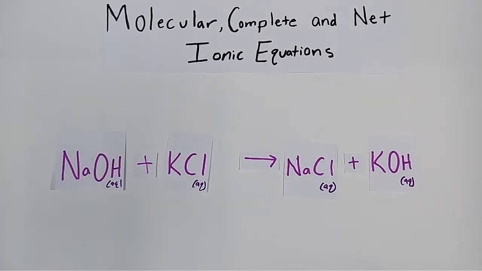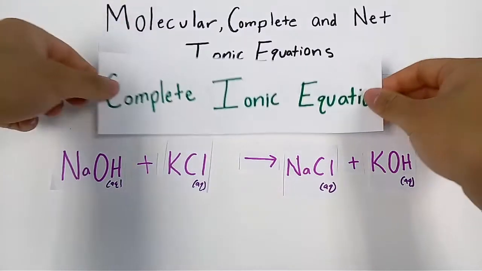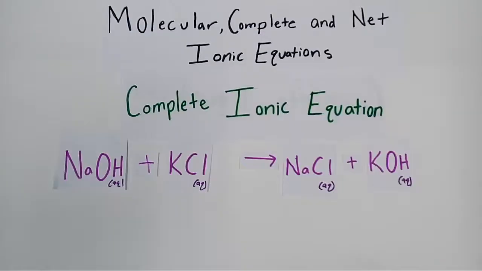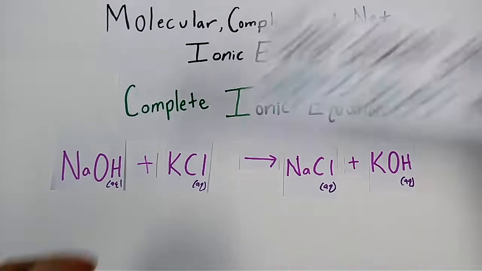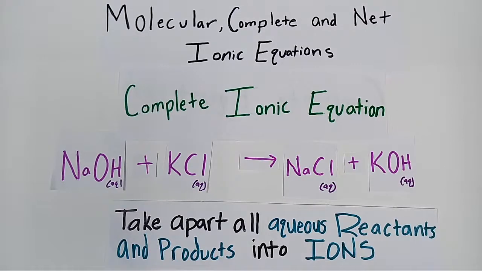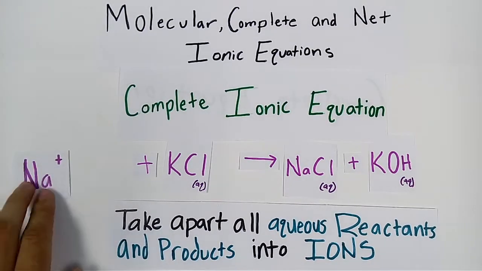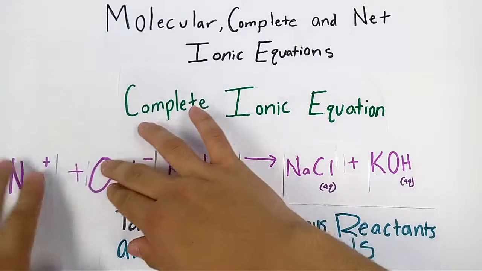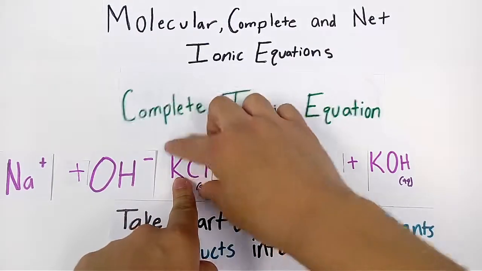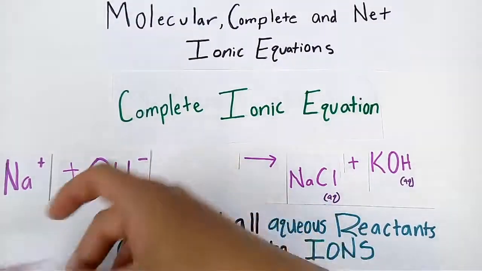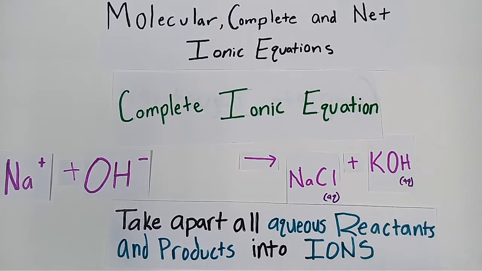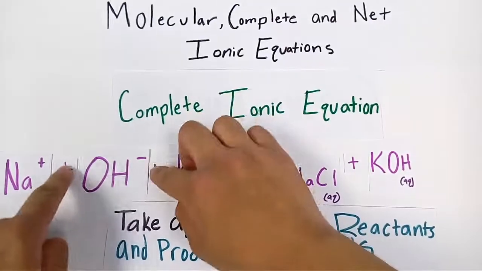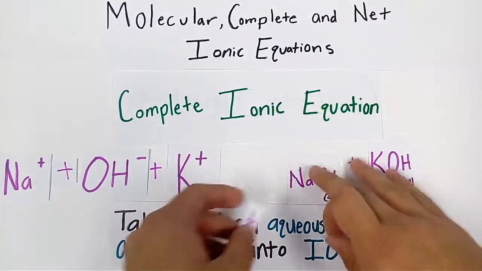Next up, we have a complete ionic equation. A complete ionic equation is when you take apart all aqueous reactants and products and turn them into their ions, as you would see on your pink sheets. So you have your sodium hydroxide, we're going to take apart into sodium plus a hydroxide, and your potassium chloride will pull apart into potassium and chloride.